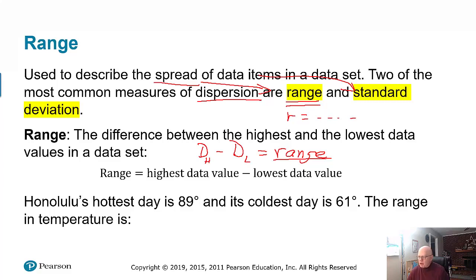For example, if Honolulu's hottest day is 89 and the coldest is 61, range is, go ahead, do it. Hit pause, do it, then come back. Did you do it? 89 minus 61, 28 degrees is the dispersion of that set of data from the hottest day to the coldest day.